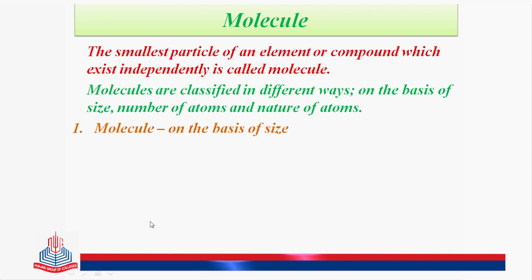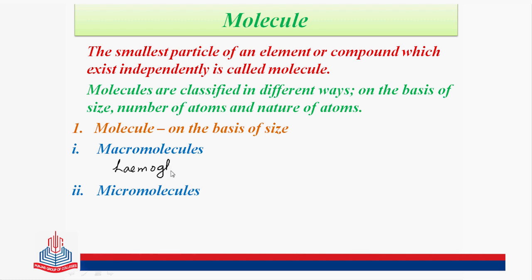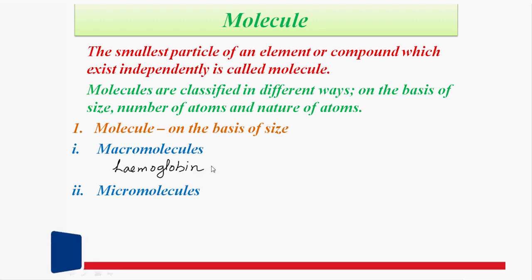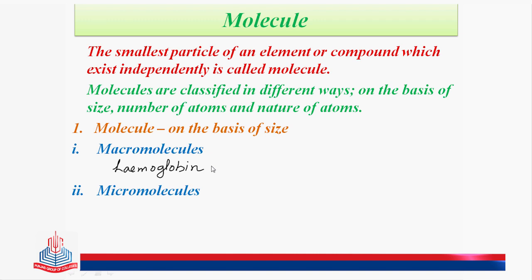For example, classifying the molecules on the basis of size. A molecule can be called a macromolecule or micromolecule depending upon the size. Macromolecules have a large number of atoms of different elements in them. For example, chlorophyll, or an important example is hemoglobin. We know that hemoglobin is responsible for carrying blood to the various parts of the body. Apart from hemoglobin, cholesterol, proteins, etc., are all examples of macromolecules.